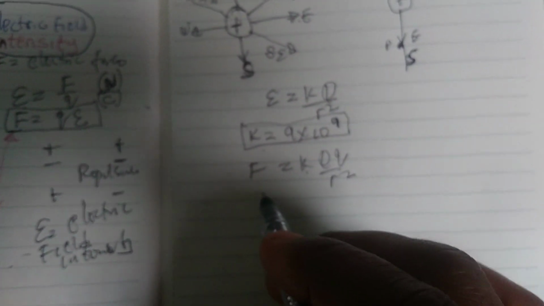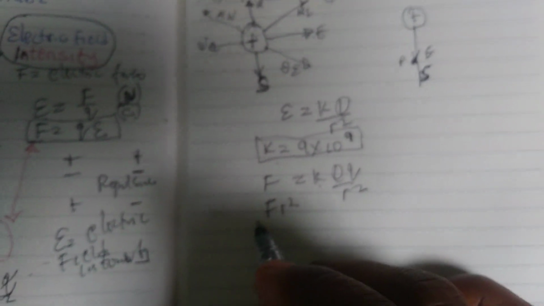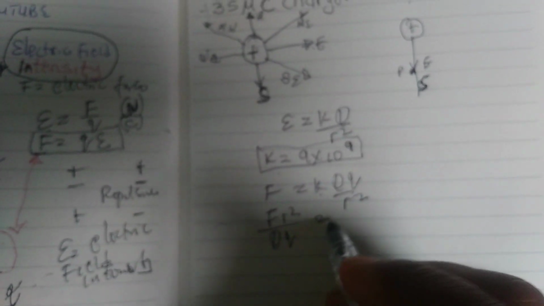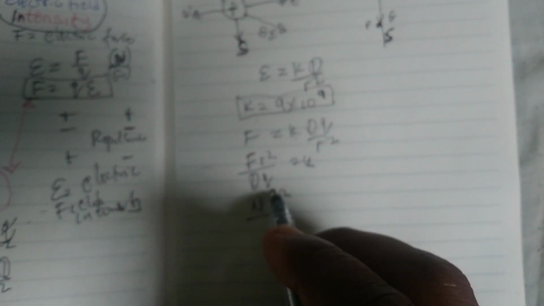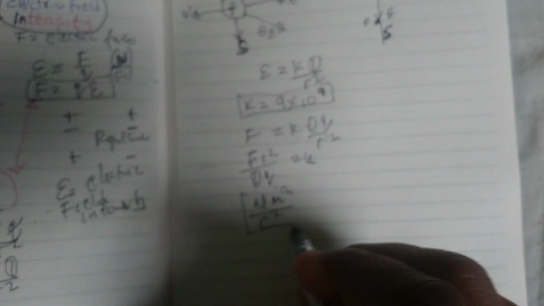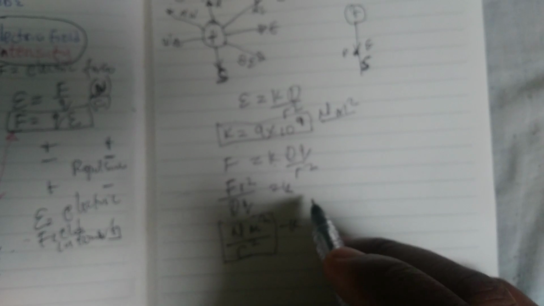So let me dissolve the formula. So I have FR square divided by QQ is equal to K, and the unit of force is Newton. The unit of distance R is in meter, so the R is square, so meter square. And the unit of the charges is coulomb, so coulomb square. So that means the unit of this K is what I have here. So I can write it as N meter square divided by C squared. That's the units of this constant k.